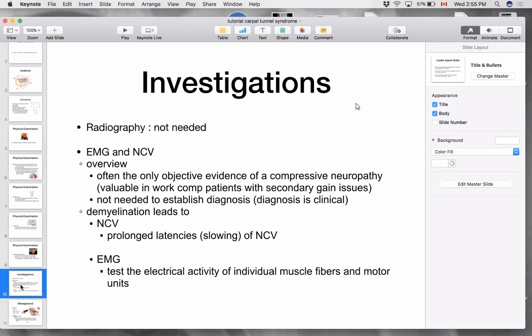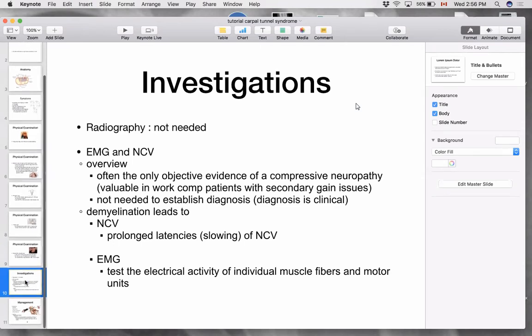So demyelination of the nerve sheath will give you prolonged latency in the nerve conduction study. It means the conductivity is very slow. And the electromyography will show that the electrical activity of the individual muscle fibers is less than normal. So that tells you that the nerve is affected, and that will confirm the diagnosis.